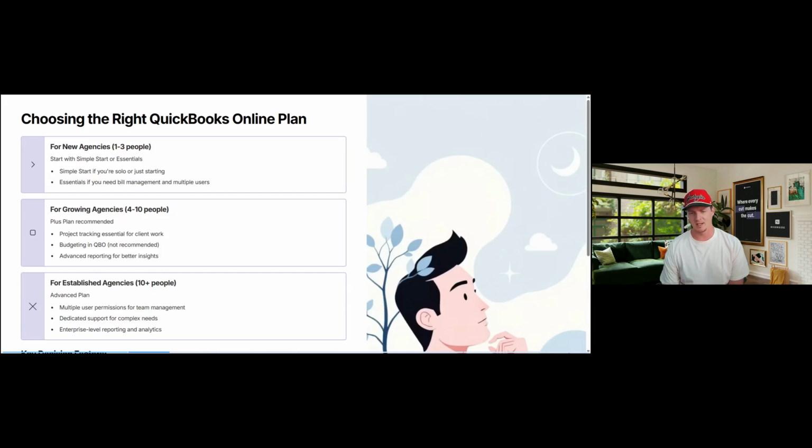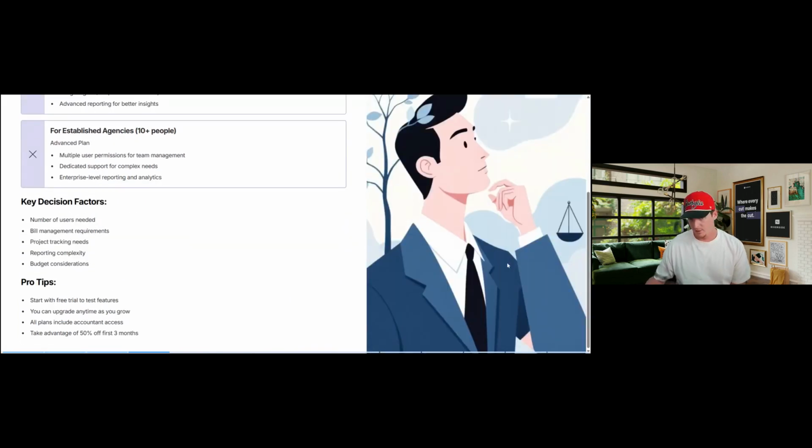So this is taking it up another notch with some reporting. And if you're really undecided, the key factors are number of users, I would say, is number one. Bill management. If you're needing more complex bill management, I would think this would help you determine if you need a higher level or not. Project tracking, again, that starts to happen on the middle plan.